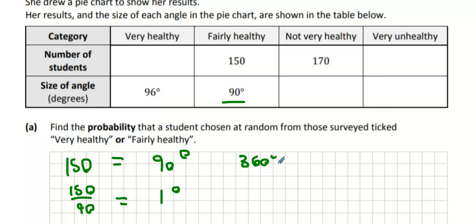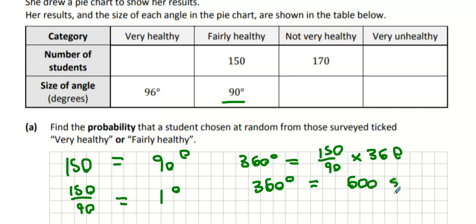360 degrees is going to be 150 divided by 90, because that's what 1 degree equals, multiplied by 360. That means there were 600 students in total, because 360 degrees equals 600 students. Okay, so that's good news starting off. Now, what do we need to know next?